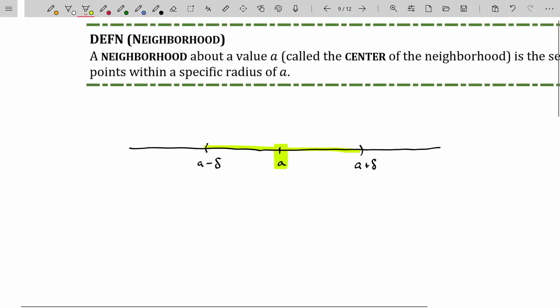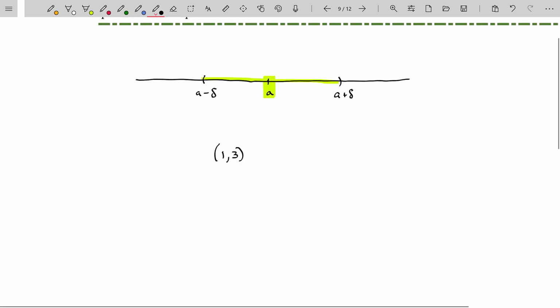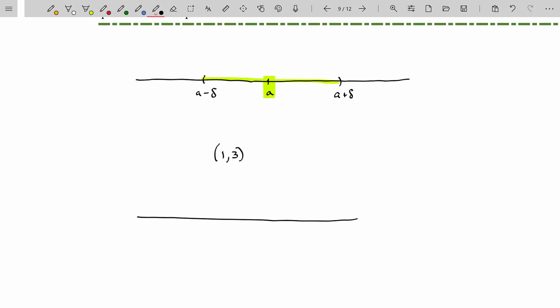You've dealt with open intervals all the time in algebra. When somebody says, hey, could you please graph the interval from 1 to, let's just say 3? You would say, yeah, sure. What you're really graphing when you do that, from 1 to 3, is a neighborhood centered at 2. Now, the thing you need to understand about neighborhoods is that they're all open on the edges. So a closed neighborhood is not what you're going to work with in calculus. So don't worry about that.